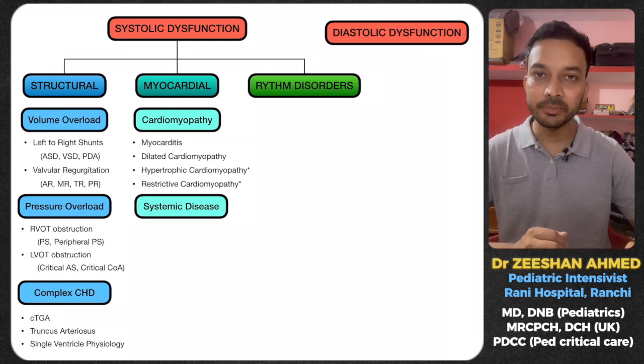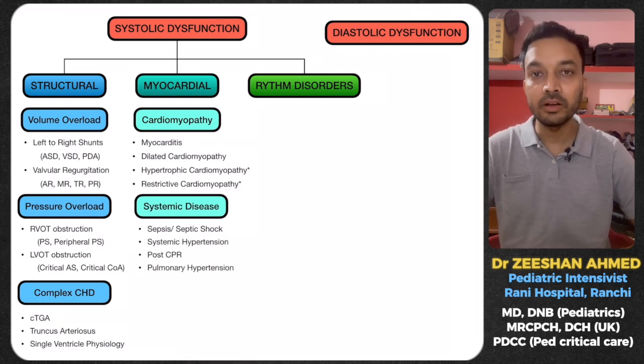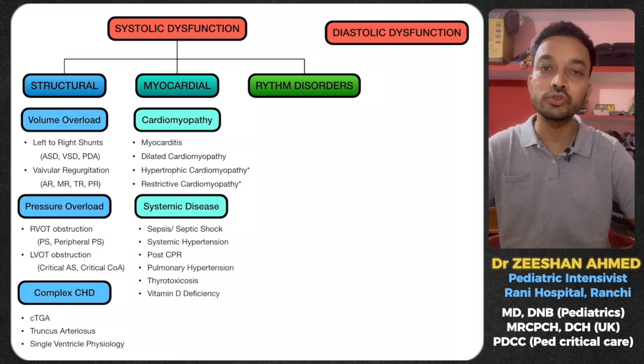So coming to systemic diseases, these are a lot more commonly encountered in our ICUs. The most common is sepsis or septic shock, which can lead to cardiac dysfunction and acute heart failure. The other common conditions are systemic hypertension, which will lead to left ventricular failure, and pulmonary hypertension, which will lead to right ventricular failure. And after any cardiopulmonary resuscitation, there will be cardiac dysfunction.